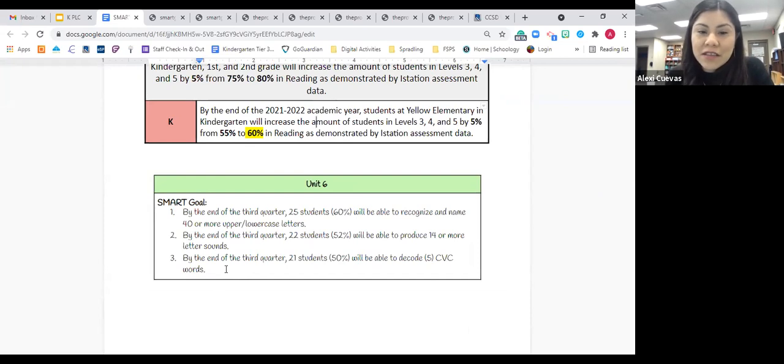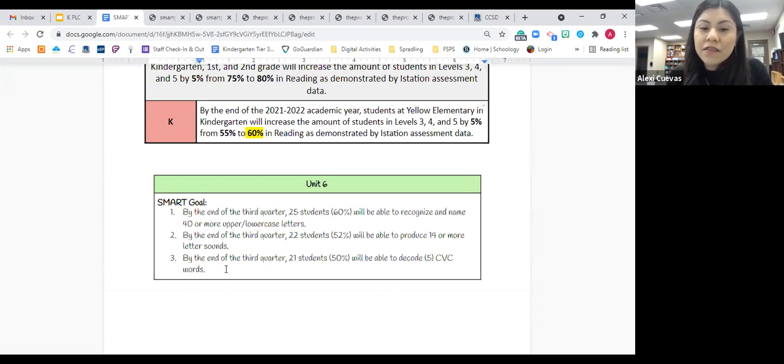We said by the end of the third quarter, 25 students or 60% will be able to recognize and name 40 or more upper and lowercase letters. Then we had another goal: by the end of the third quarter, 22 students or 52% will be able to produce 14 or more letter sounds.